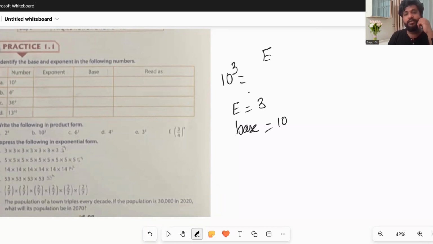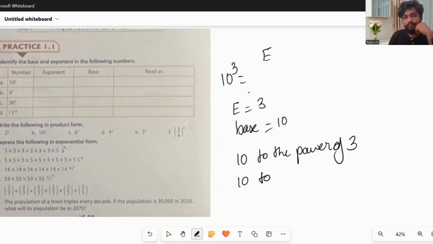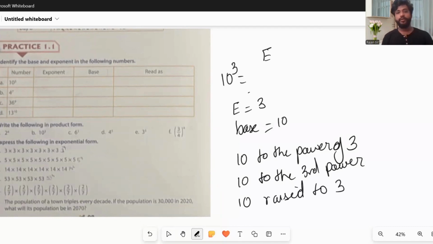And we can read it as 10 to the power of 3, or 10 to the third power. We read it like that. I generally read it as 10 raised to 3. So you can use this too. This is a generally local way of reading it. Okay, easy. So let's go for the next one.